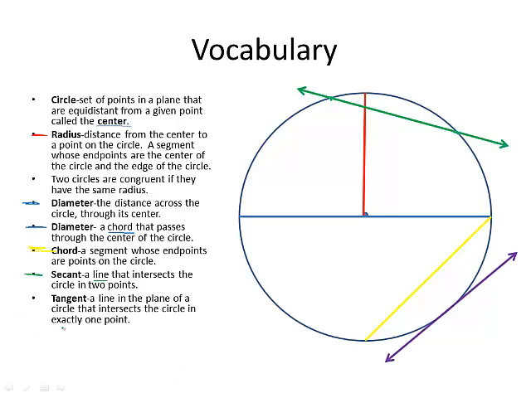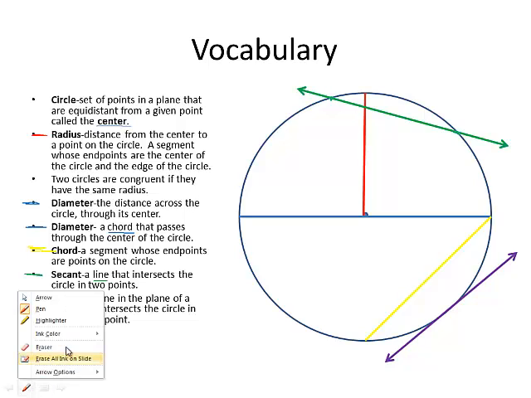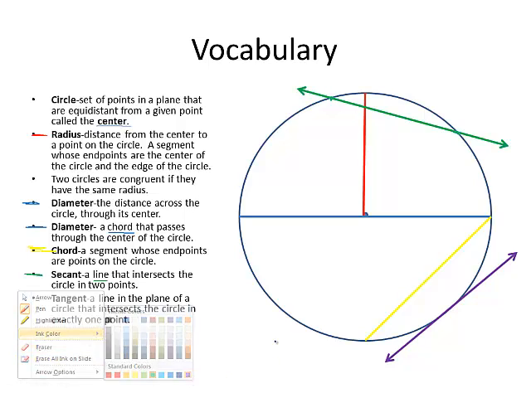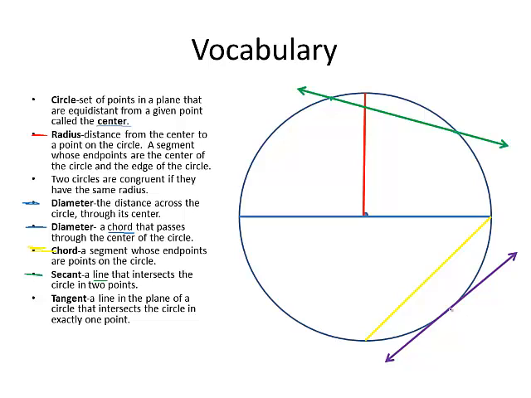And then last, we have a tangent. A tangent is a line in a plane of a circle that intersects the circle in exactly 1 point. So I did this in purple. There's my 1 point where it intersects the circle, and it does not intersect in any other place. And we call that a tangent, or a tangent line.